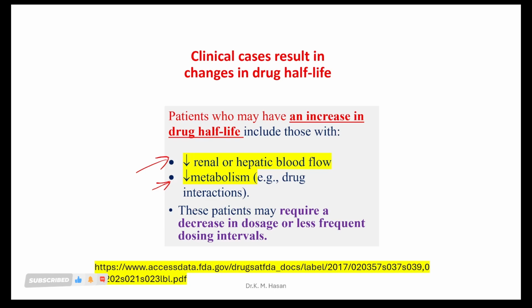I would like to emphasize here an important issue about renal function or hepatic function. If the patient suffers from decreased renal function, renal impairment, or hepatic impairment, this will increase the half-life of the medication. If the patient suffers from decreased metabolism, such as hepatic cirrhosis, all these may increase the half-life of the medication.